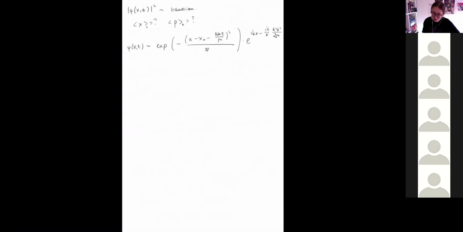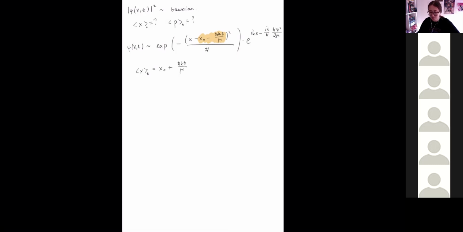Here we can also predict that. If we have this Gaussian, which includes this exponential, and in the exponential the numerator includes this, so x is shifted by x0 plus hkt over mu, then we can already predict that for the expectation value of x, the peak of the Gaussian, we would have x0 plus hkt over mu.